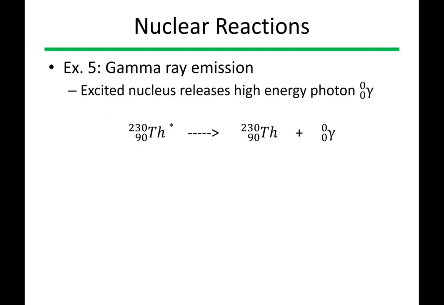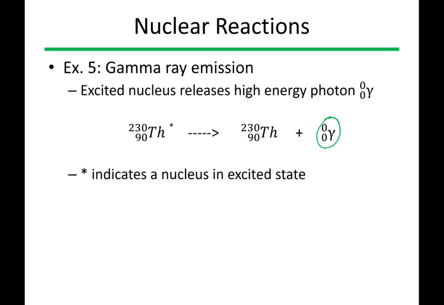The last one we'll talk about is gamma ray emission. Really, this is a part of almost every nuclear reaction, but sometimes we mention it specifically, and this is when an excited nucleus is going to release energy. So a gamma particle is another way to talk about a photon. We can see it has no mass number, and it has no Z. And we also see this little asterisk. So you'll see these written on compounds that are in an excited state.